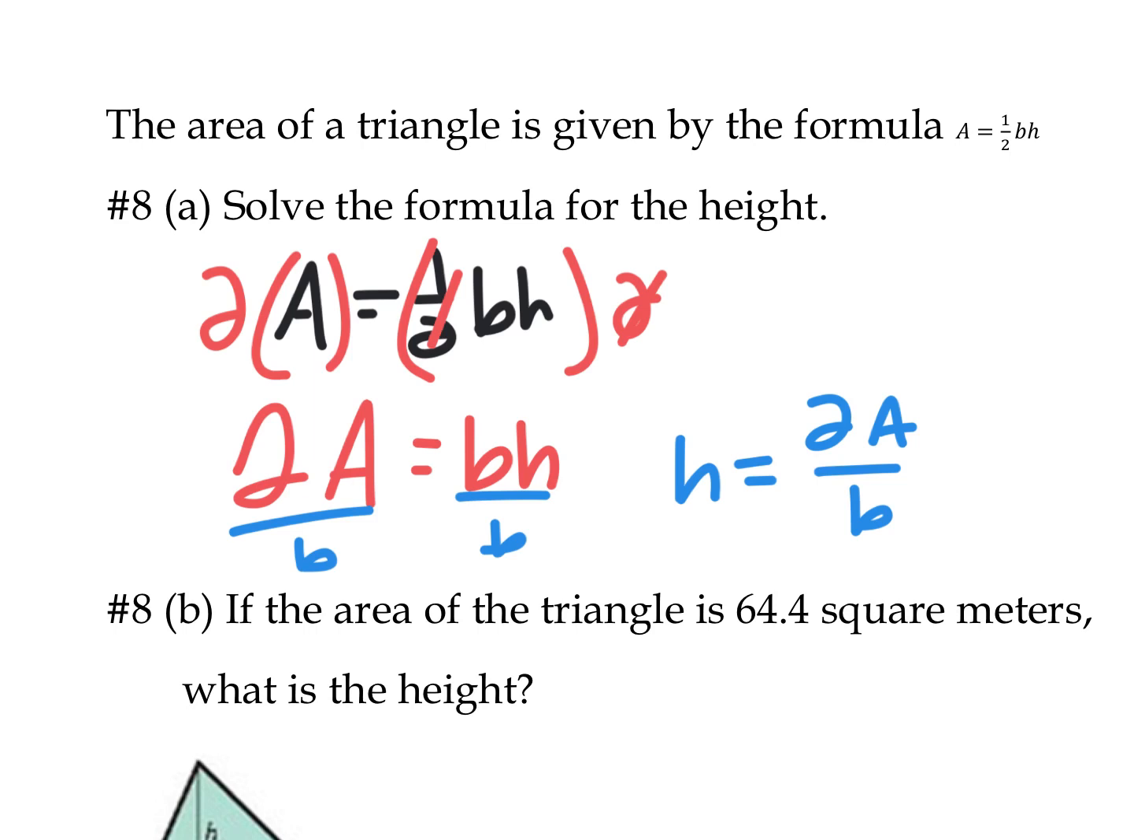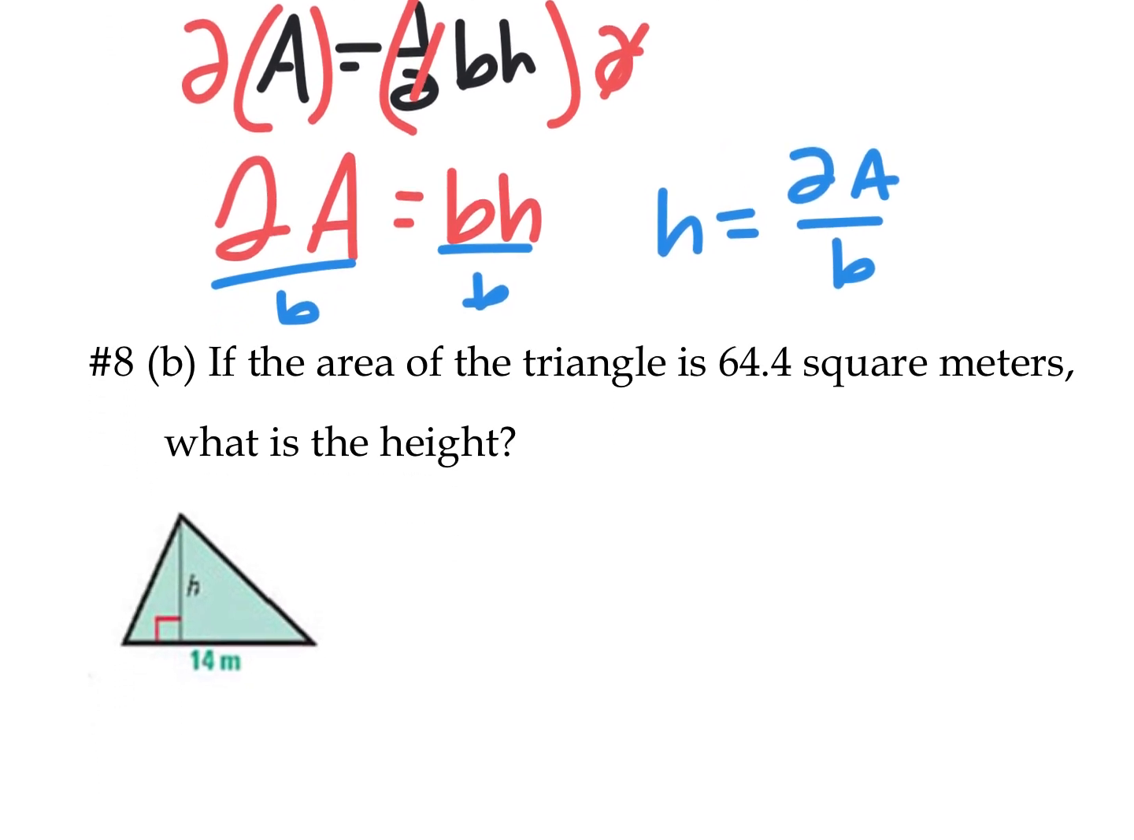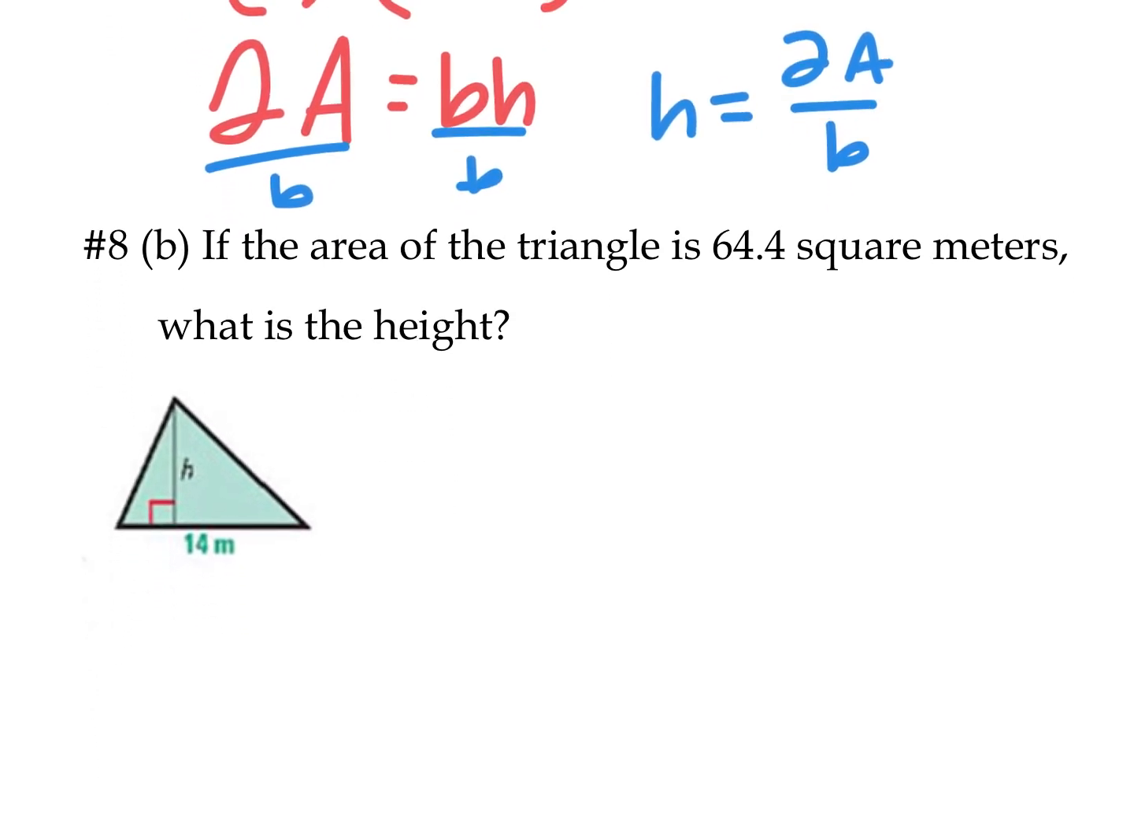How would that be useful? Let's see an example here. We rewrite these formulas for a variable in terms of other variables. Well, in this example, the area of the triangle is 64.4 square meters. What's the height? We also have a base down here. This is the base of the triangle, 14. So we have the base and we have the area, so we could find the height.